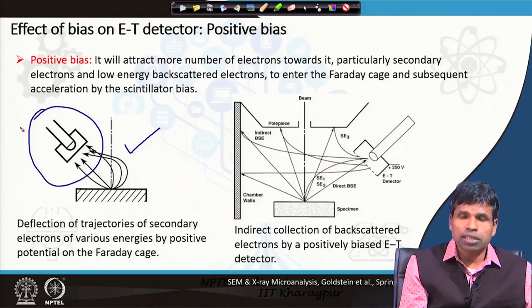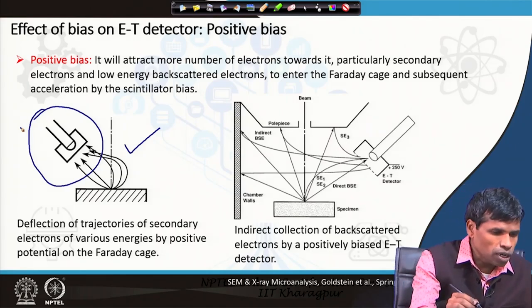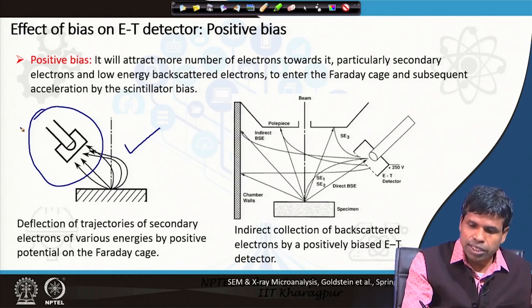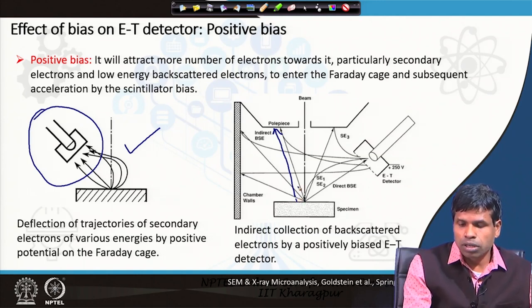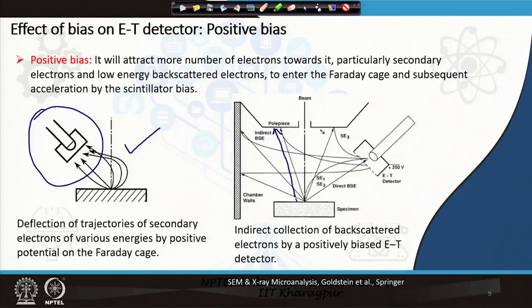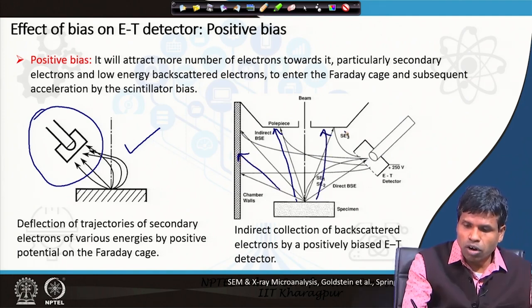that would also deflect some of the backscattered electrons. For example, the backscattered electrons which are emerging and going upward, towards the electron beam, will miss their take-off angle, go and strike the pole piece, and in the process may also strike the chamber wall. By striking the chamber wall, they would produce more SE3.